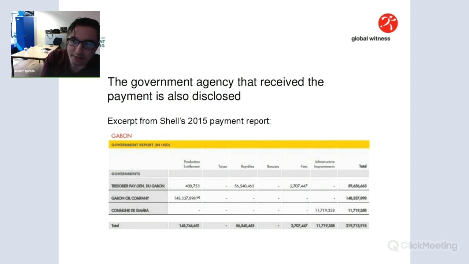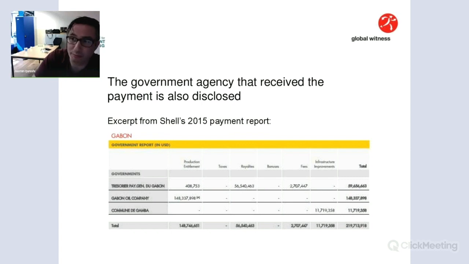Another really great thing about the legislation, the transparency rules, is that it requires companies to disclose the government agency to which the money was paid. So this helps us follow the money in and out of government accounts. And here's just an excerpt from Shell's 2015 payment report. Hopefully you can see that it paid the Treasury around $60 million in 2015. The government-owned oil company got around $150 million.